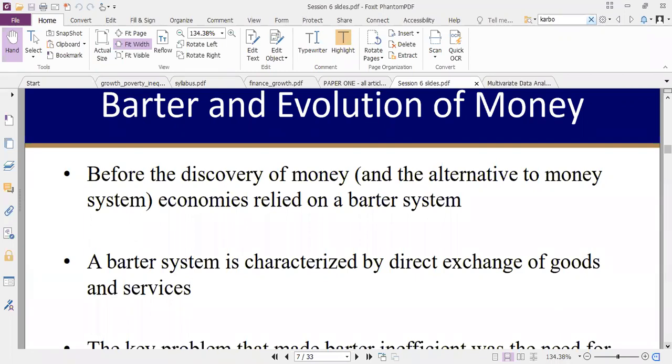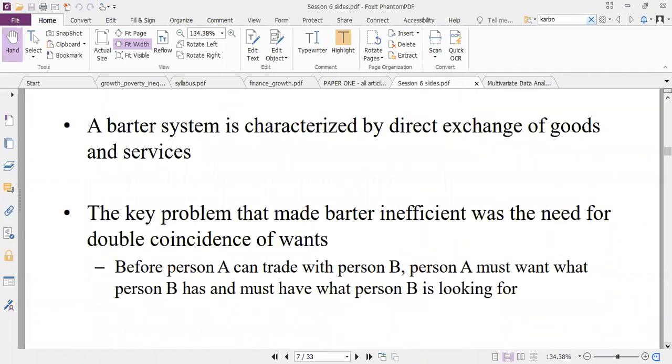Okay, but the barter system had a very common problem, and the problem was something we call double coincidence of wants. That was the problem of what? The barter system. So we had to introduce money into the system. And when we say double coincidence of wants, basically what we are trying to say is, before person A can trade with person B, A must want what person B has and must have what person B is looking for.